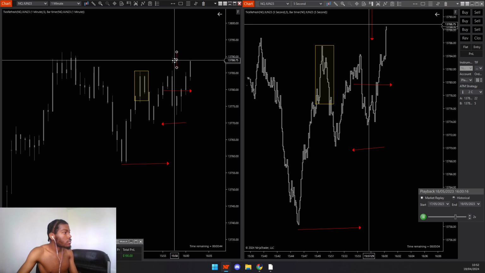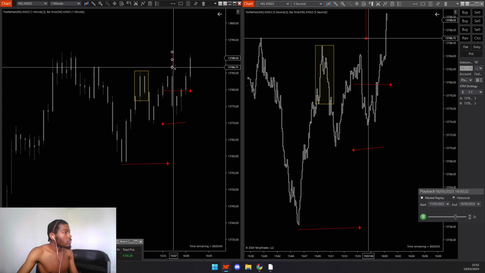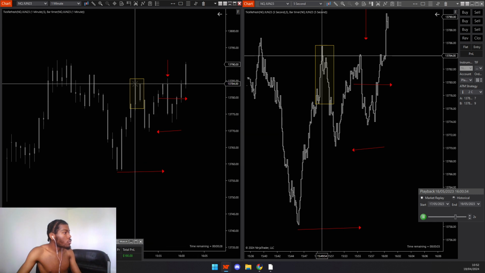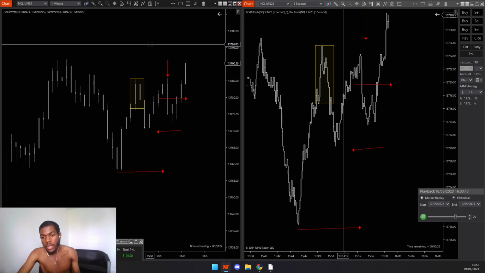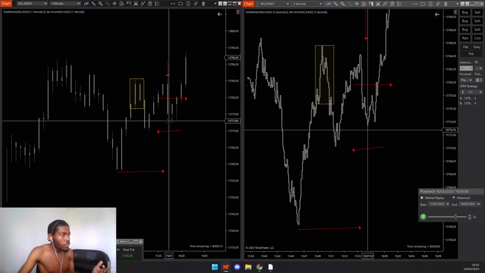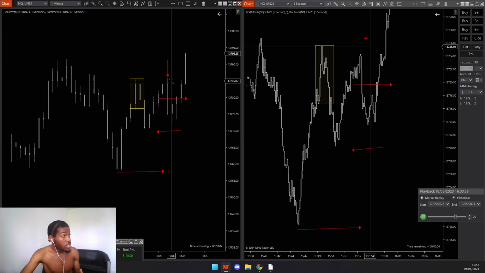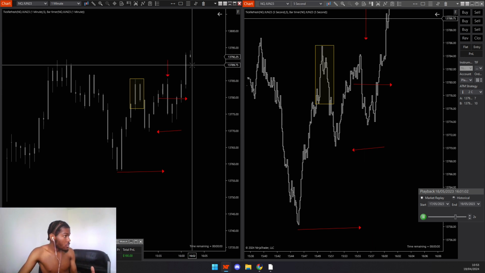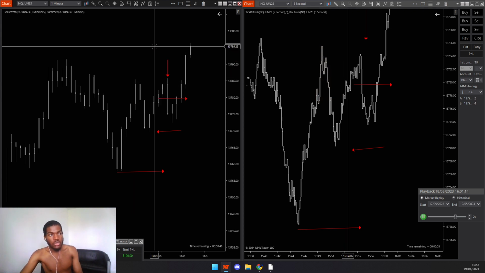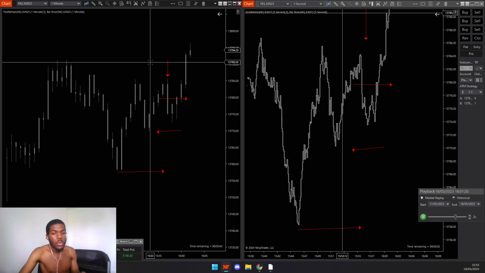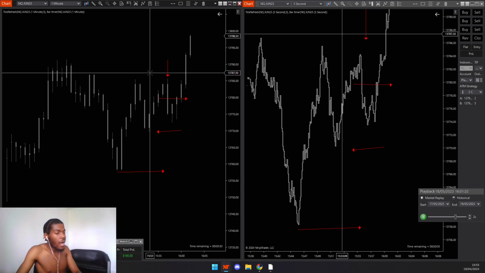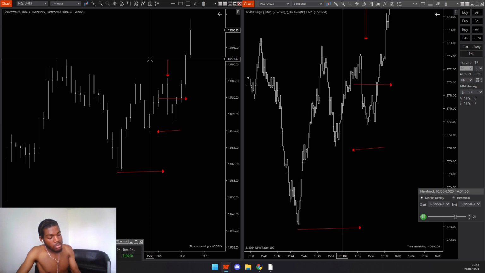I want to see a closure. So if we do close above this high, then the whole narrative that I talked to you guys about, the weak low, out the window. We follow price, and price is showing us that we're likely to close. See, we just closed. So this is how I determine when I'm not going to engage with the market and when I will engage with the market.